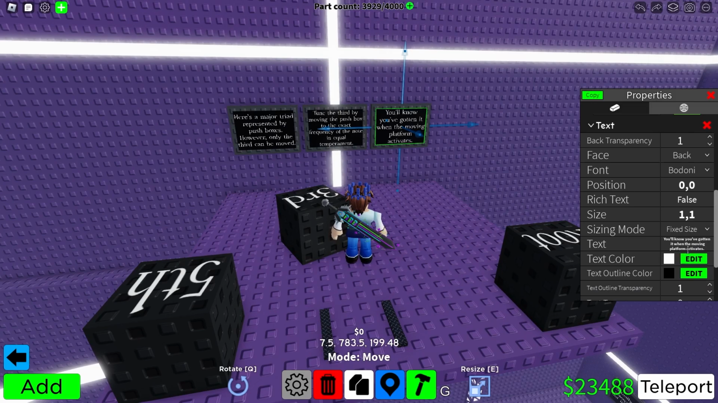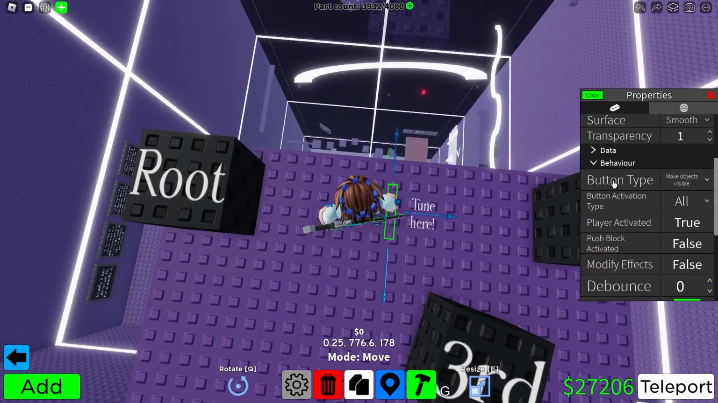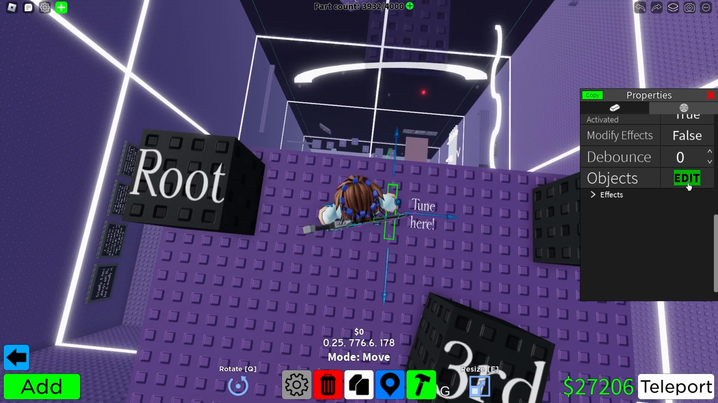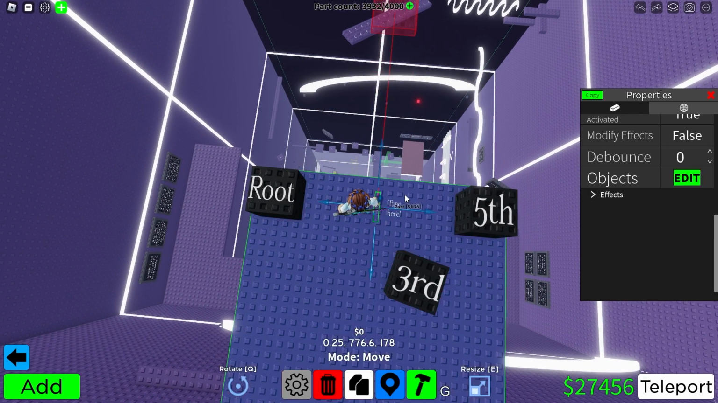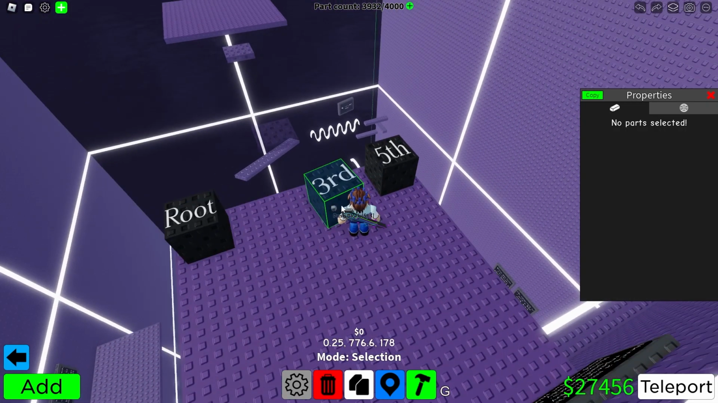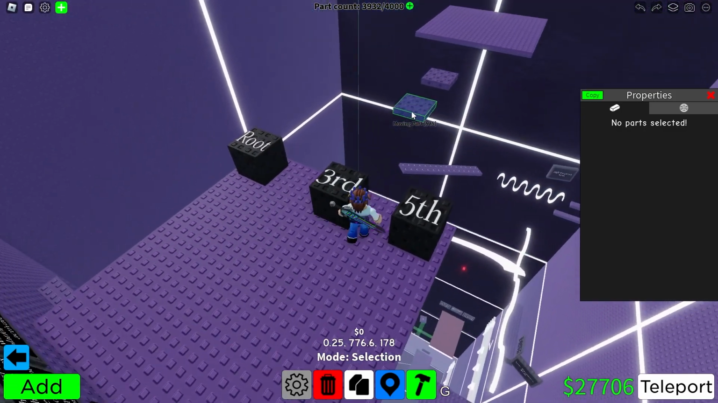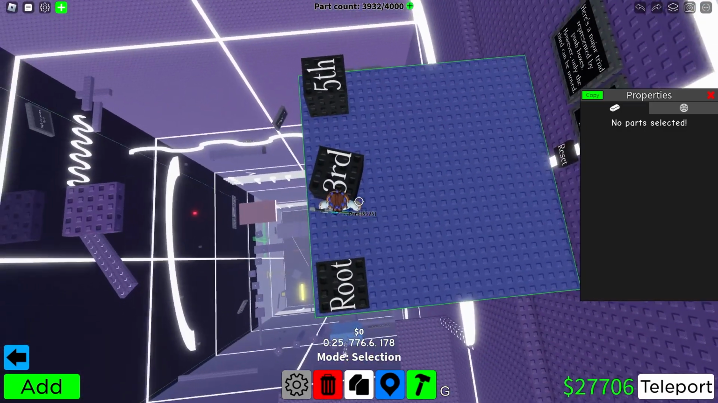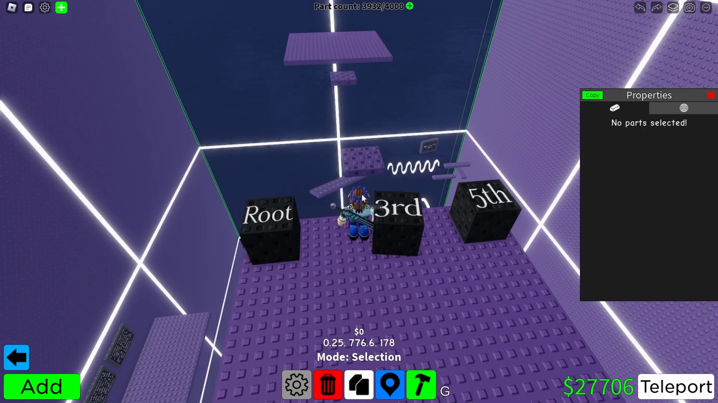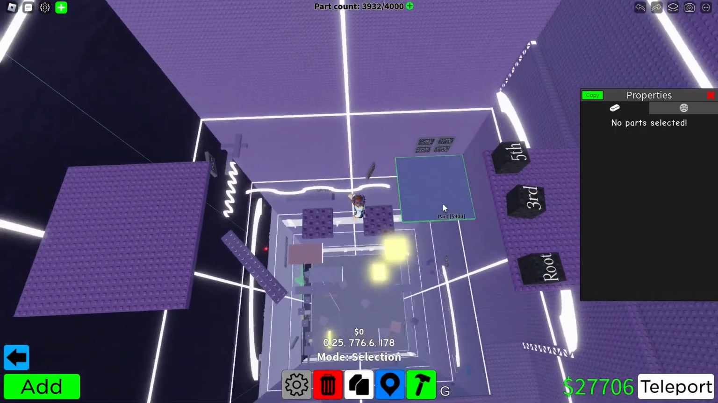We'll make two separate moving platforms. So it says tune here with a text box. One pressure plate, which needs to be push block activated, activates that one, and the other one activates that one. So let's say you're a little bit above, a little bit to the right, then it's only going to do that one. If you're a little bit to the left, it's only going to do that one. So you have to get it precise enough for both of them to activate, because it's on both pressure plates.